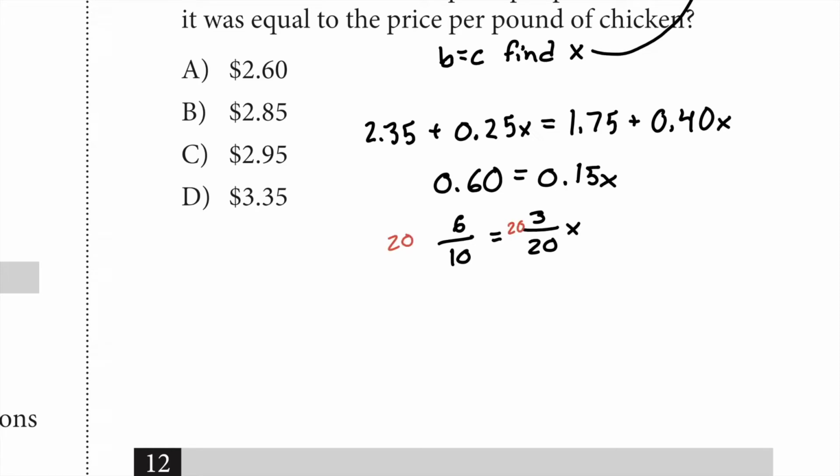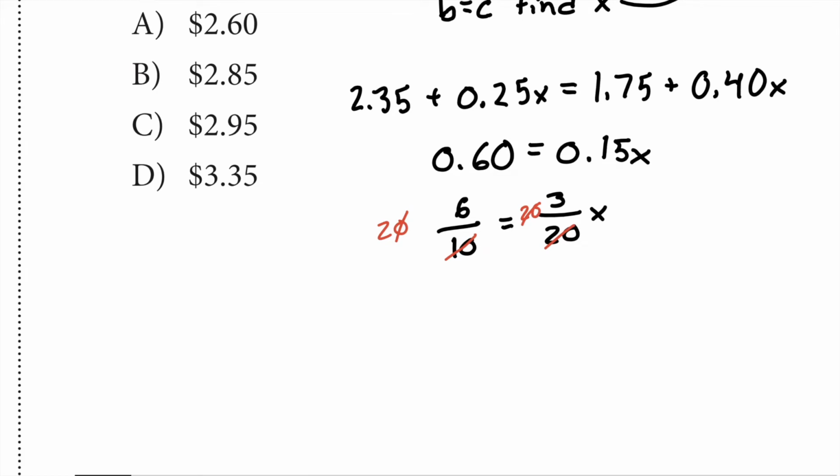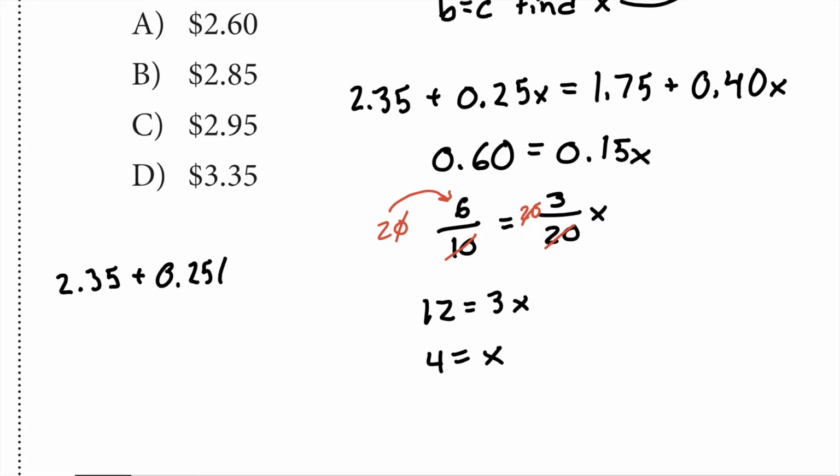20 and 20. These 20s cancel out, and the 10 cancels out, the 20 becomes a 2. So now we have 2 times 6 is 12 equals 3x. 12 divided by 3 is 4, so x equals 4. Now we're going to substitute that 4 back into one of the equations above. So we get 2.35 plus 0.25 times 4. Well, this is just going to be $1. So we get 3.35. That's our final answer. So it is D.